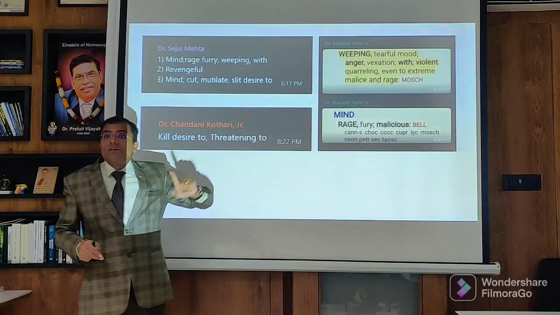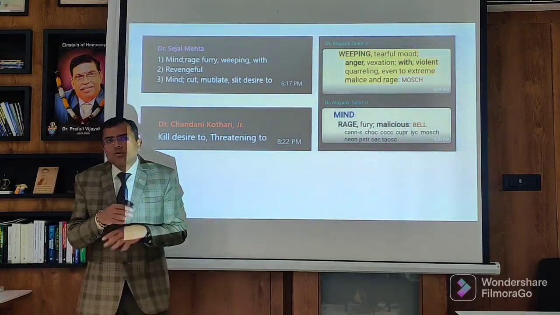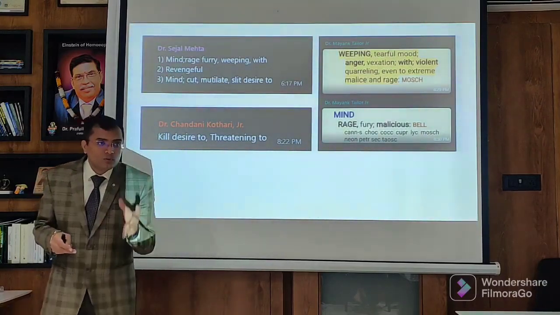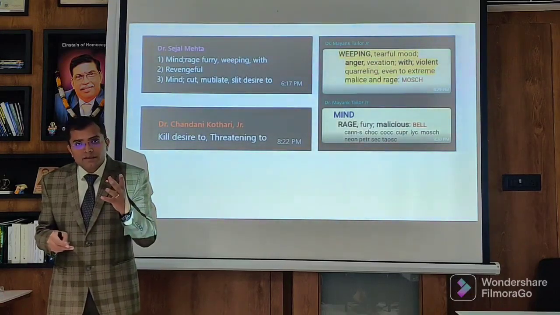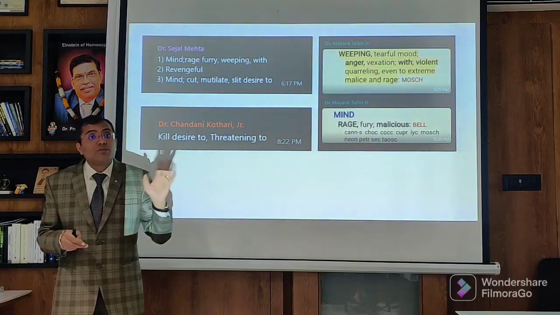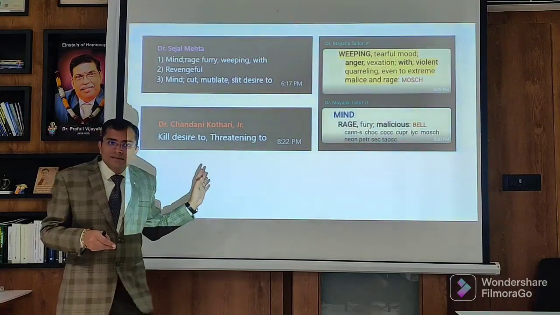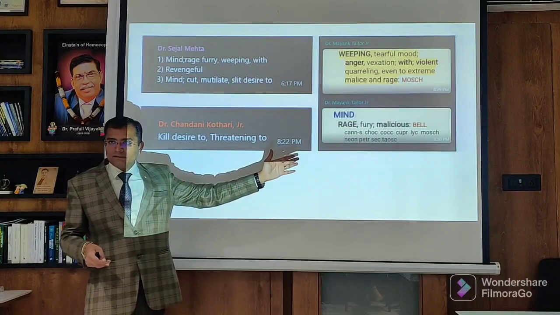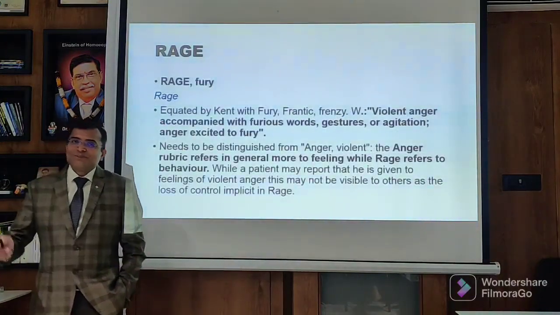Okay. So what was Moschus's behavior? So much quarreling to the extreme that his lips become blue. He goes into cyanosis. He goes into fainting. This is the extreme state of the rage and maliciousness of Moschus. So did you observe that in that child? No. Another rubric, rage, fury, malicious. Okay. Let's have some food for thought.